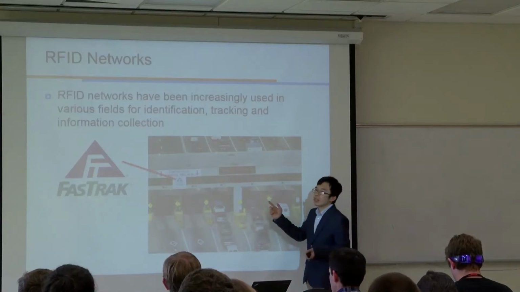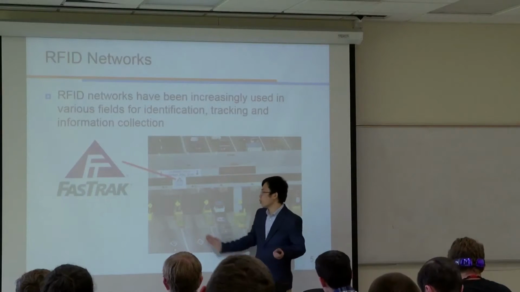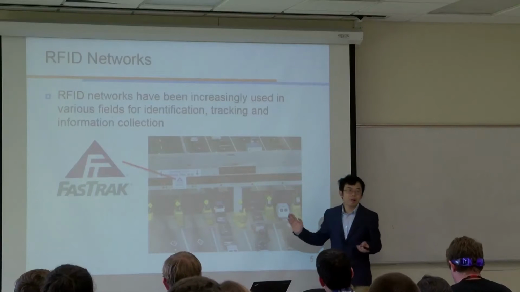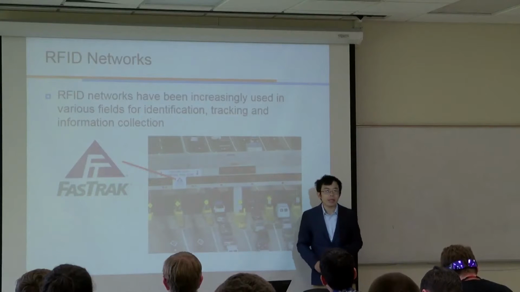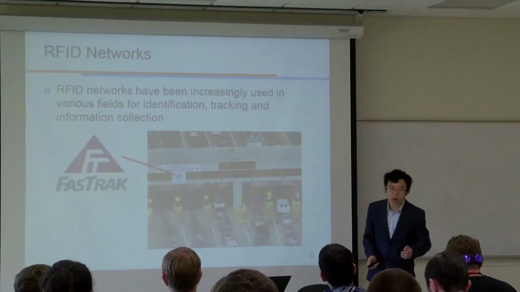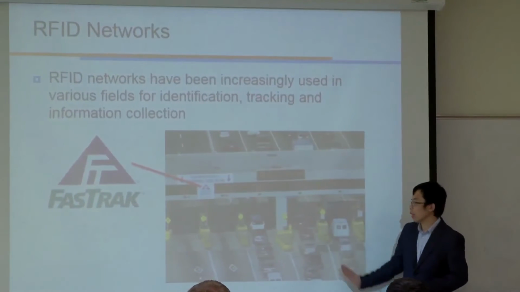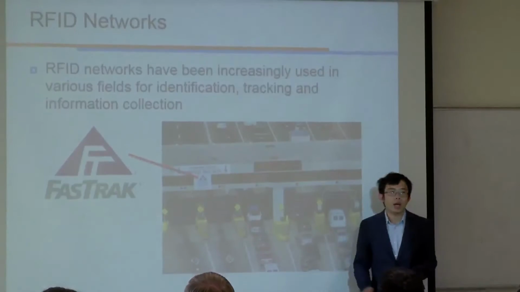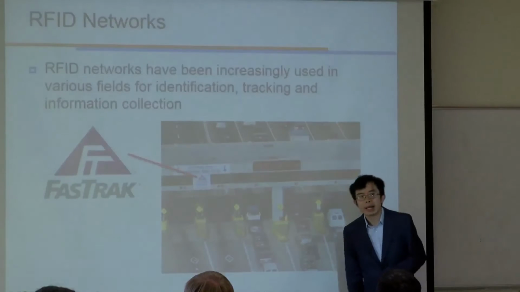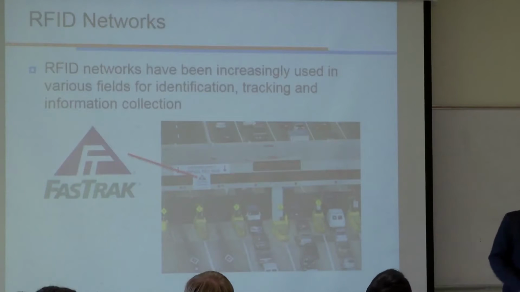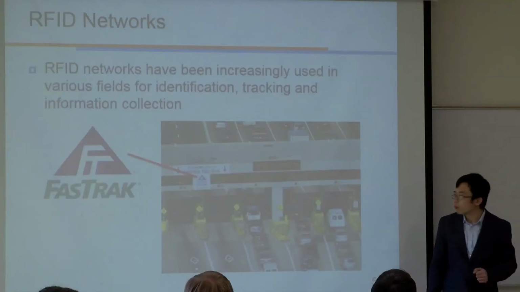So they can charge you electrically. So you don't need to stop, wait, and pay like you go through a normal lane in the toll station, right? So we know that in the rush hours, if you don't have a fast track, you want to go to this normal lane, you may have to wait for a long time, and then you can go through the toll station, right? So fast track can help you and save you a lot of time, especially in the rush hours. This is one typical application of RFID networks.